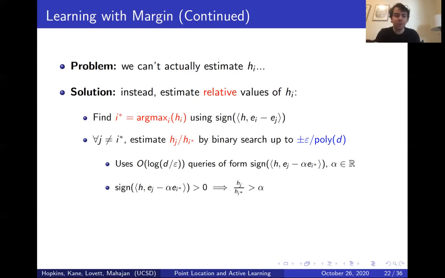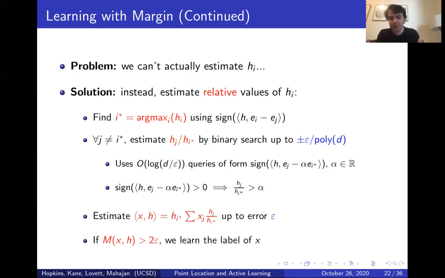And why does this work? Well, let's look at what it means for the sign of e_j minus alpha e_i star to be greater than 0. By linearity of the inner product, it's not hard to see that this implies that the ratio h_j over h_i star is greater than alpha. And similarly, if it were less than 0, it would be less than alpha. So now you see you can just binary search on this ratio by changing alpha and checking the signs.